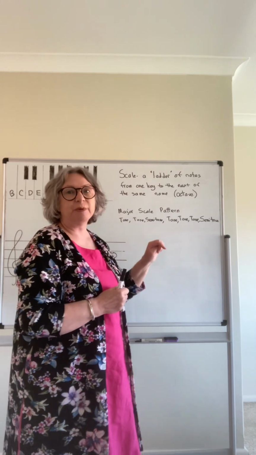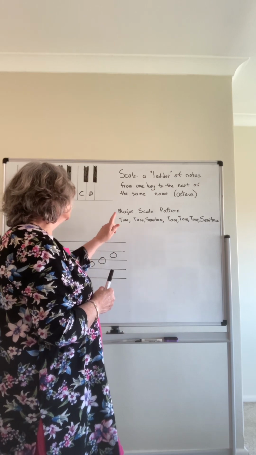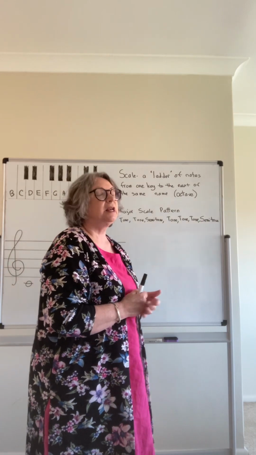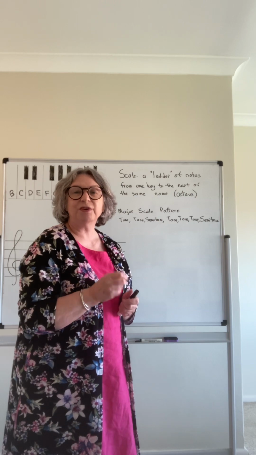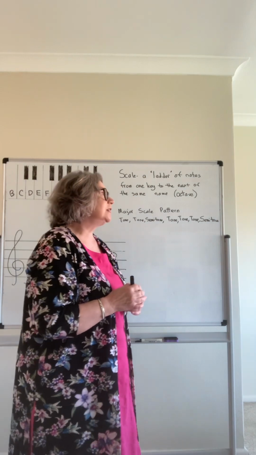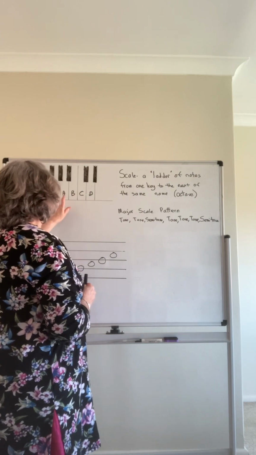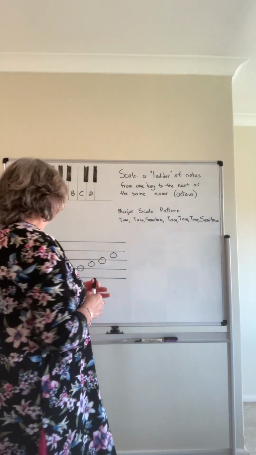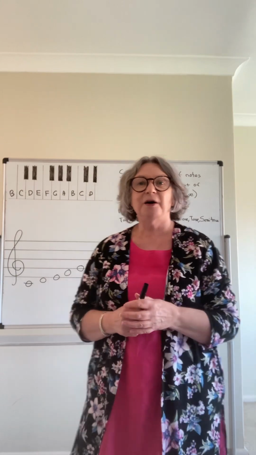Now the major scale pattern is made up of a pattern of tones and semitones. So it goes tone, tone, semitone, tone, tone, tone, semitone. We know from a previous video that a semitone is like the smallest gap you can have in music, and then a tone is two semitones joined together. So for example, B to C is a semitone, A to B, because it's got a note in between, is a tone.